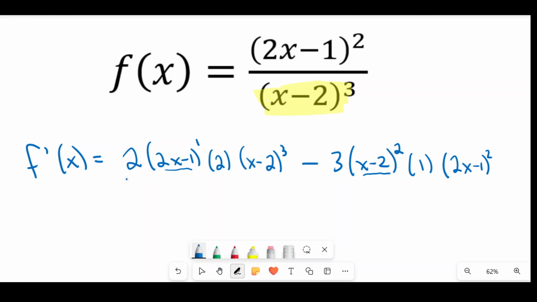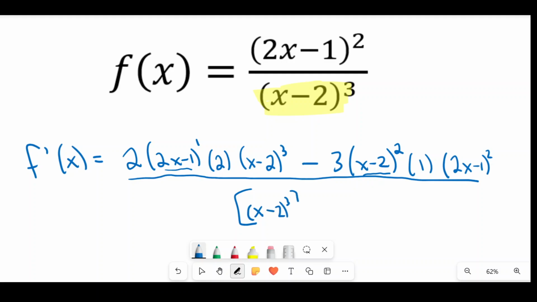And then all of this is divided by the bottom function, which is x minus 2 to the exponent 3, squared. So derivative of the top times the bottom minus derivative of the bottom times the top, and then divided by the bottom squared. So what are we going to do here to clean this up?